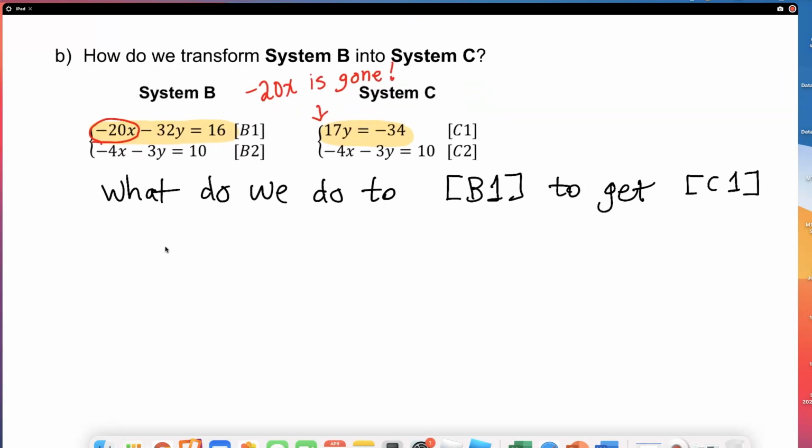Hold on, let me organize my thought for a second. I think you're with me though. I think you understand what just happened. Because negative 20x got eliminated, that's what happened, right?